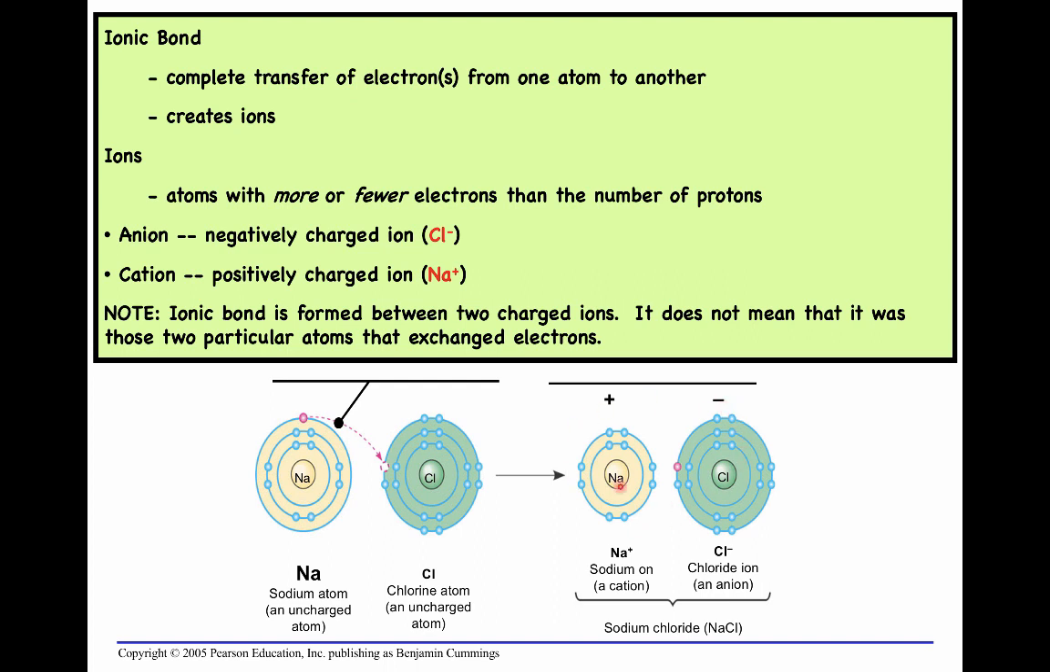However, it doesn't mean that the two ions that are interacting necessarily were the two that exchanged electrons. The ionic bond is really just the electrostatic attraction between positively charged and negatively charged ions. Those ions are created by this complete transfer.